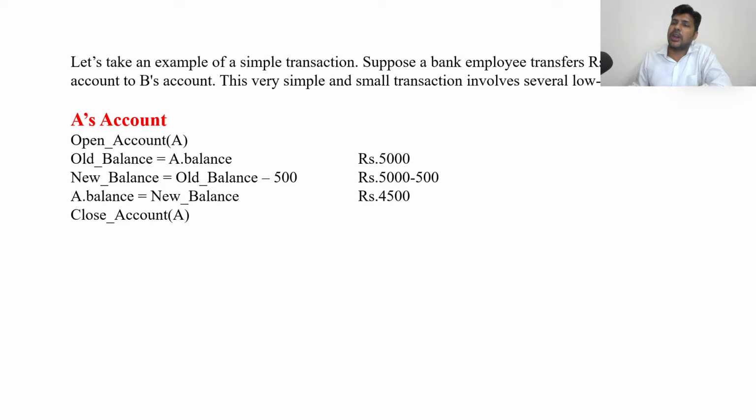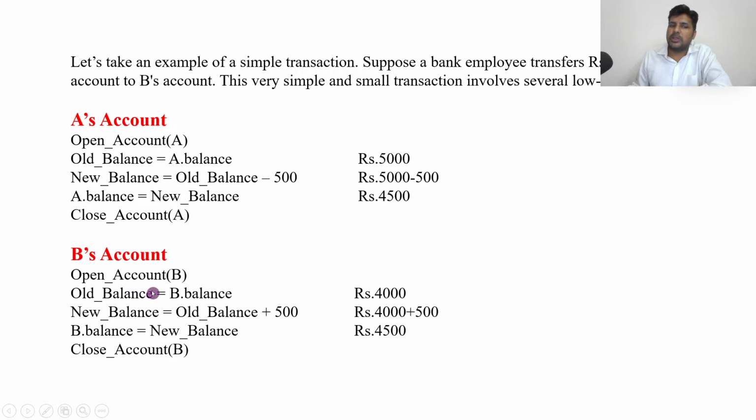Now in B's account I should add. B's account old balance is 4,000. Now I add 500, so new balance is equal to old balance plus 500. The new balance is 4,500. So I am reducing 500 from A's account and adding 500 to B's account. Now this is a transaction. This is how we represent a transaction.